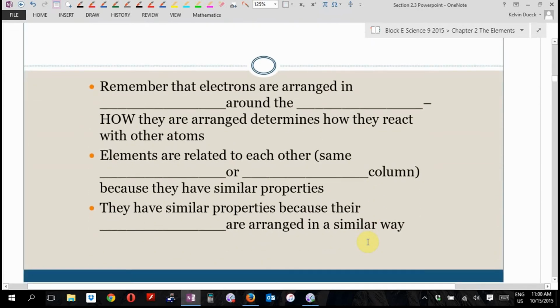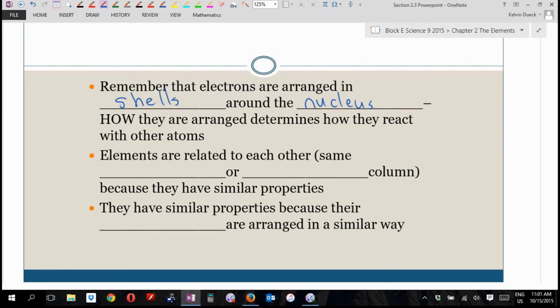Remember how electrons are arranged. We said that they are arranged in, I just said the word, begins with the letter SH. Shells around the, what's at the center of the atom? Nucleus. How they are arranged determines how they combine and react with other atoms. What I tell people is that's the alphabet of the universe, and what you're about to do this year is learn how to spell 2-letter words. Won't get much past that, but it's a start.